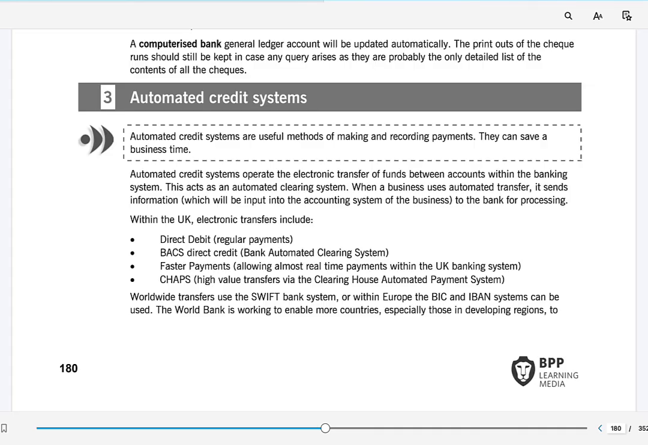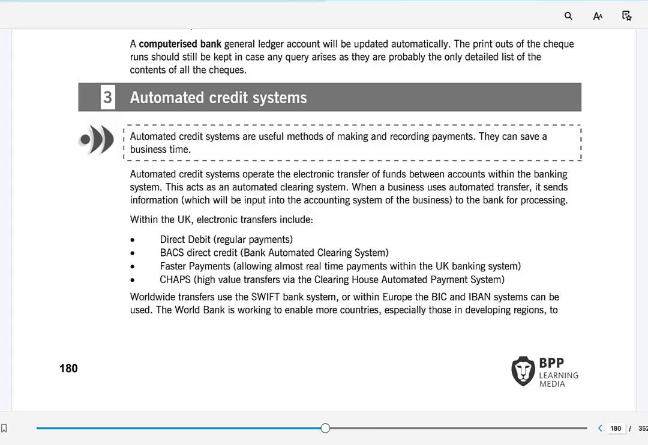Why do businesses use automated credit systems? Businesses use automated credit systems for many strong reasons. Reason 1. It is fast. Electronic payments can be processed much quicker than checks. A check might take days to clear. An electronic payment can be completed much sooner.